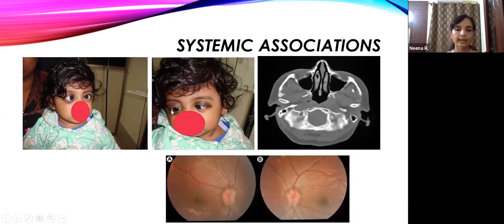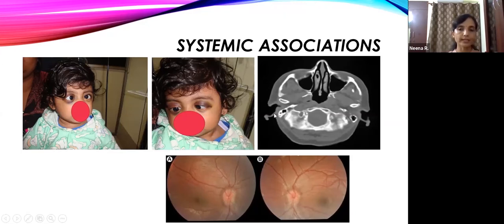On careful history taking, they gave a history of the child falling down from the bed about 2 to 3 days back, and after that she had a little irritable behavior. When we examined her, we found that she had bilateral sixth nerve palsy, which was the reason for her esotropia here, and she had this bilateral periorbital ecchymosis. Fundus examination was suggestive of bilateral papilledema.